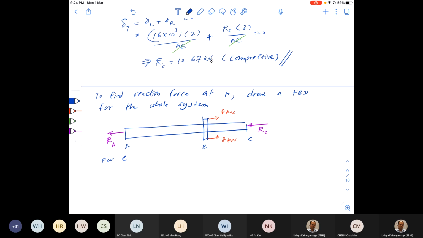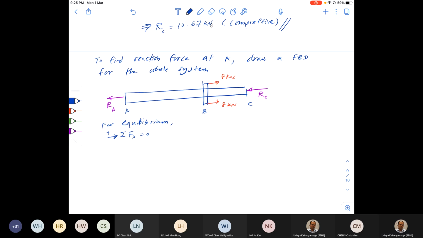For equilibrium, I can write, if I take the force balance in the x direction, all the forces added together should be equal to 0. Here, to make our life easier, let me take the force balance in this direction. Okay, that is also okay.